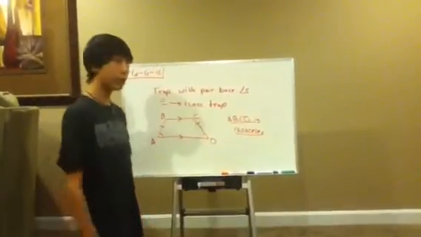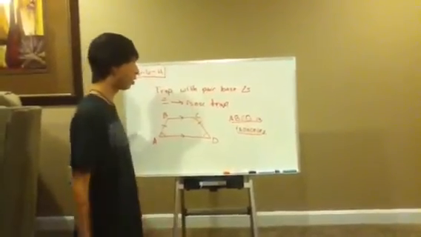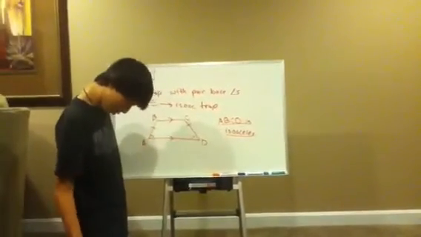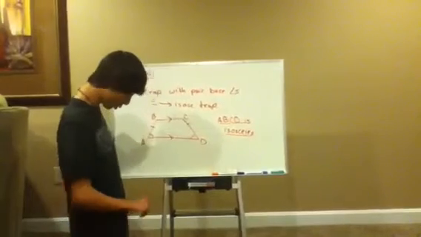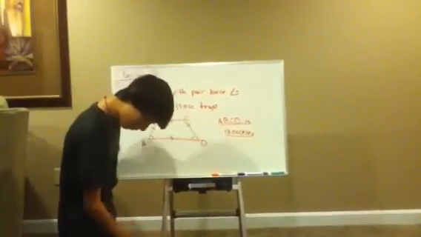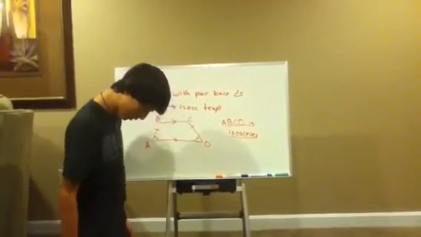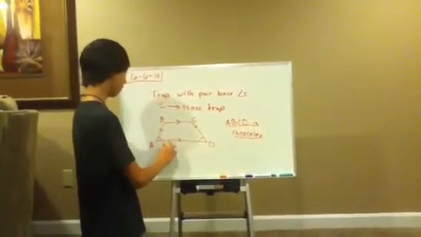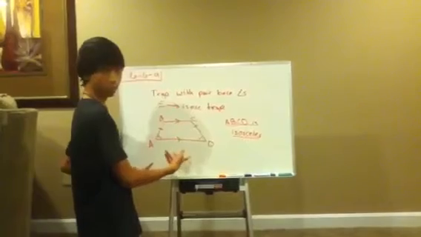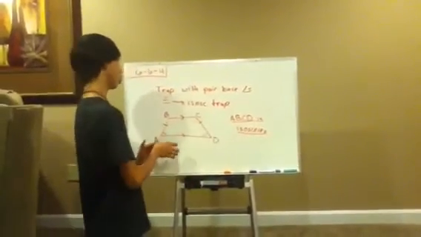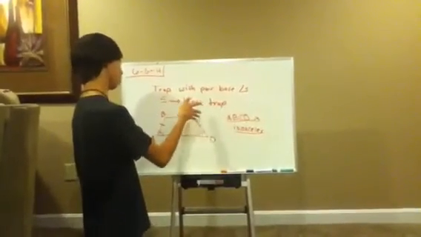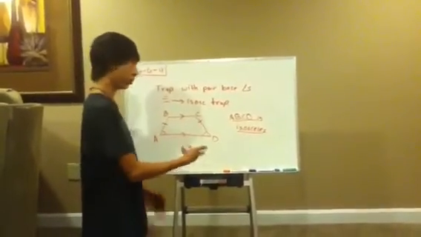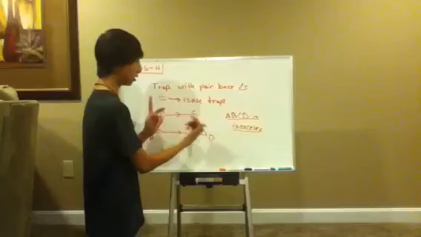Alright, so now we're doing 6-6-4 on the theorems for isosceles trapezoids. If a trapezoid has one pair of congruent base angles, then each pair of base angles are congruent. So if it has a pair of base angles that are congruent, then the trapezoid is isosceles. So when these two are congruent, it means isosceles.